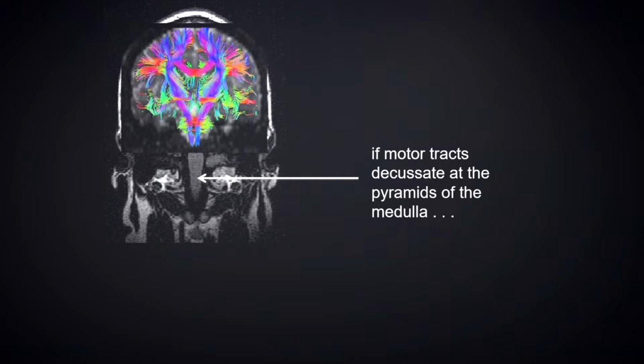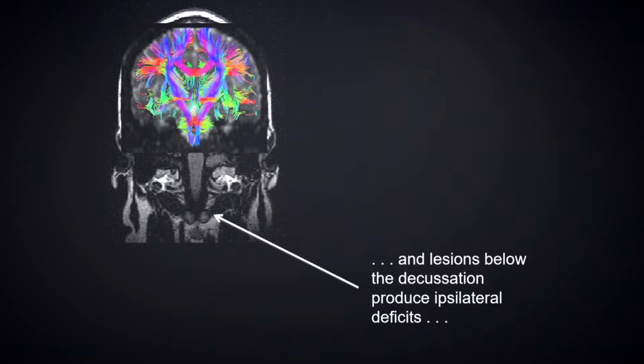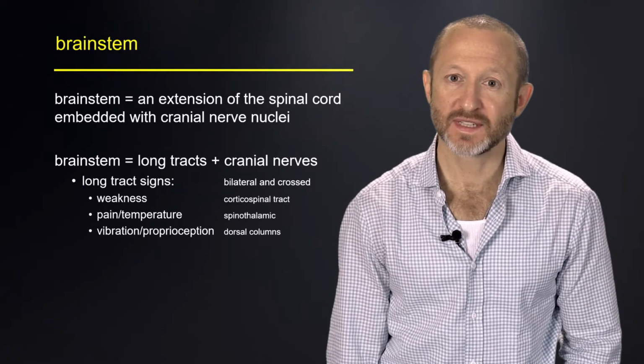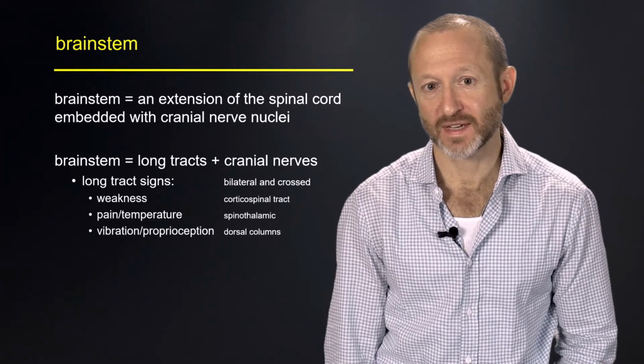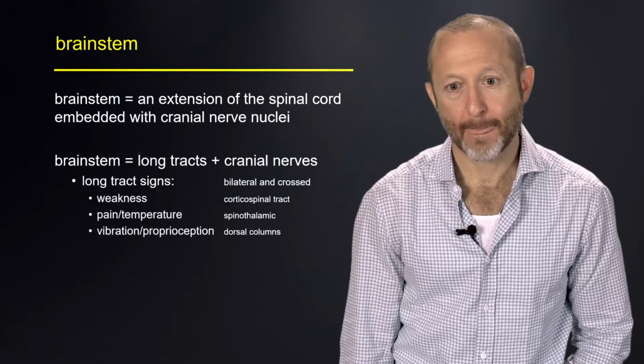This motor tract decussates at the pyramids of the medulla. And so a lesion above the decussation will produce contralateral deficits. And therefore, by default, a lesion below the decussation will produce ipsilateral findings. We've talked a little bit about localization of the cortex and of the subcortex. If we go one step further, now we're in the brainstem.